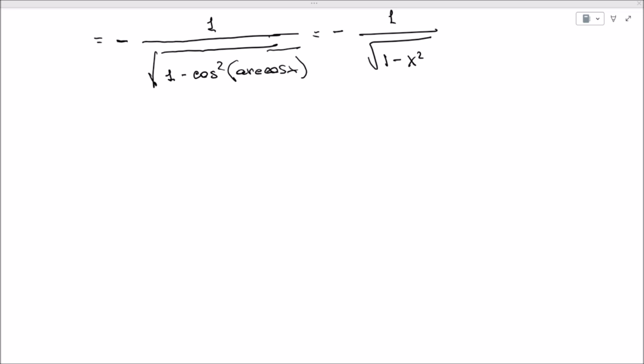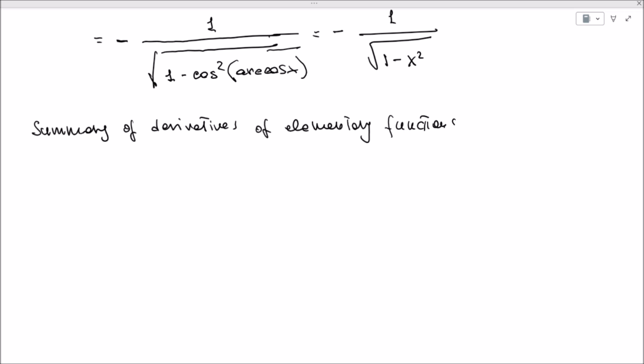Now we can conclude this lecture with a summary of derivatives of elementary functions, the ones that we can evaluate at this point.